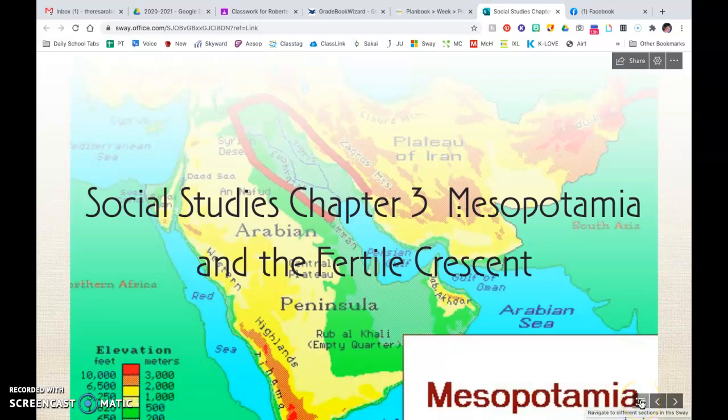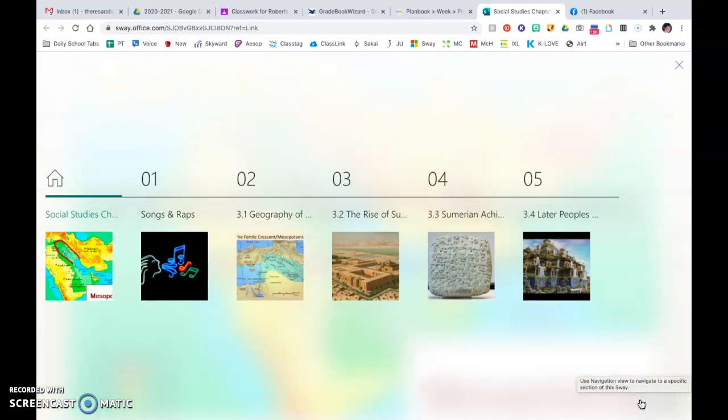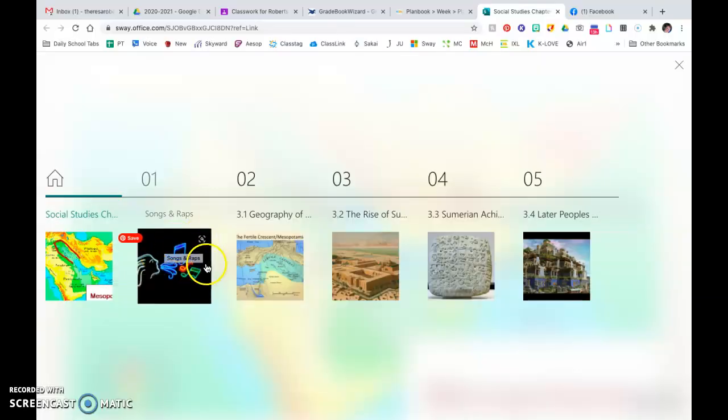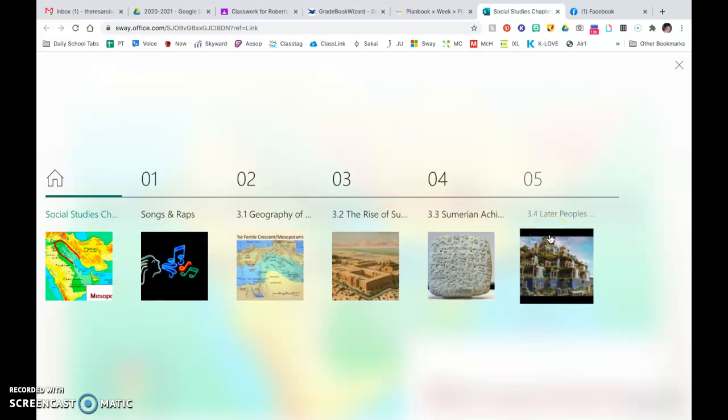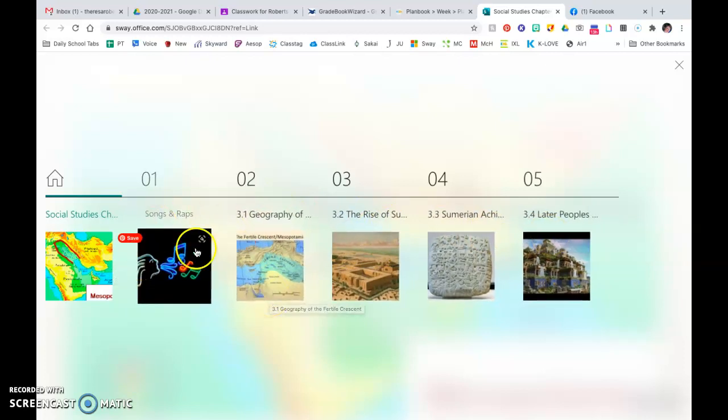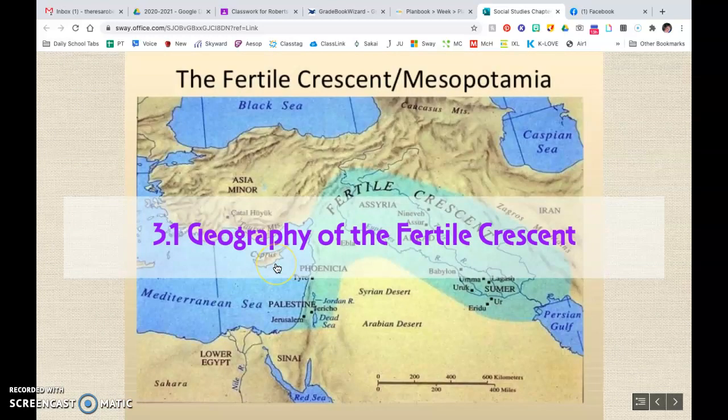So to get to each section, you click on the dots at the bottom, and now you have the beginning, the songs and raps. This will be lesson 3.1, 3.2, 3.3, and 3.4. So the songs and raps are at the very beginning. That's something that you can scroll through yourself. But today we're going to deal with lesson 3.1, which is Geography of the Fertile Crescent. And as always, you'll do your quizzes after you have done your EM page that goes along with this lesson.